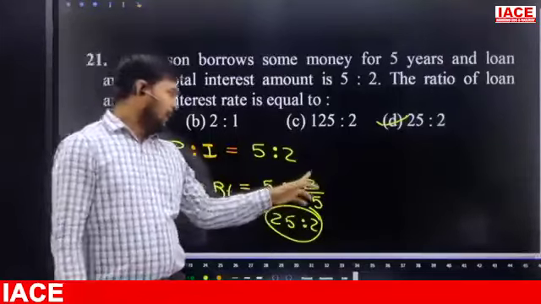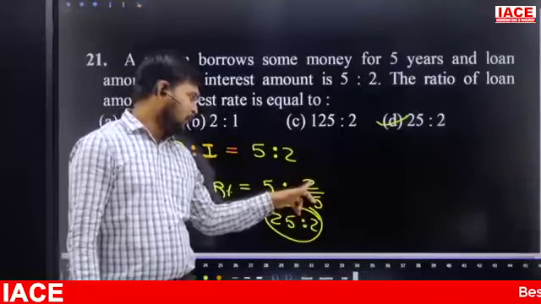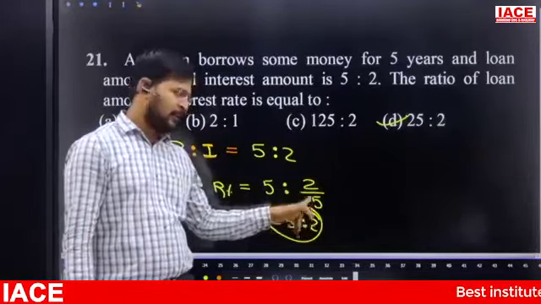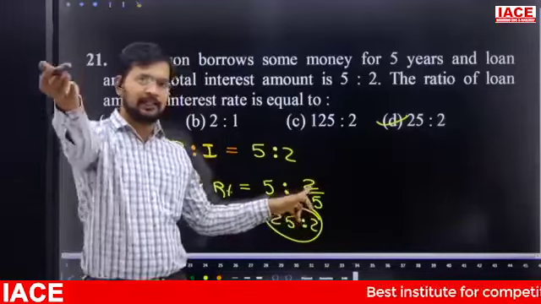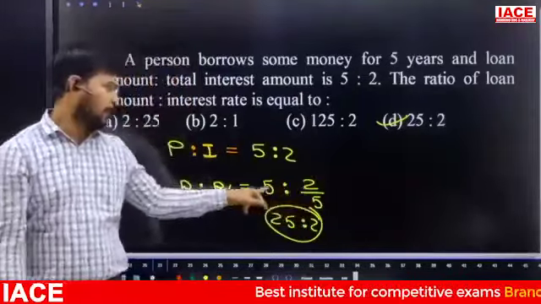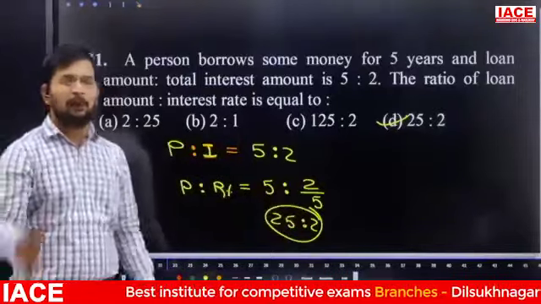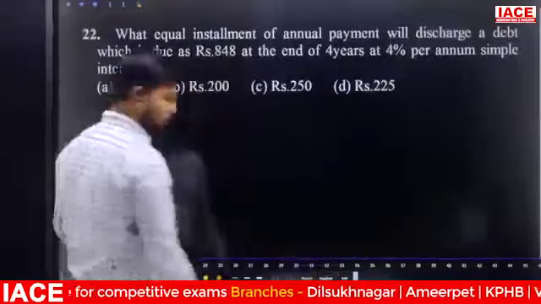So here these 2 parts are interest. 2 parts interest on 5 parts. Interest on principal is rate of interest. So 5 parts comes to this side. 25:2. Option D is the right answer. So read the next question, amma.